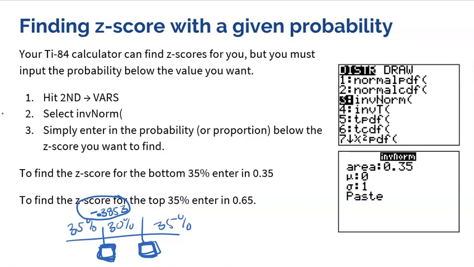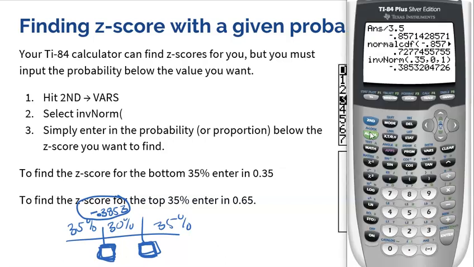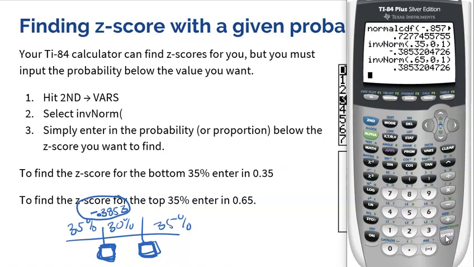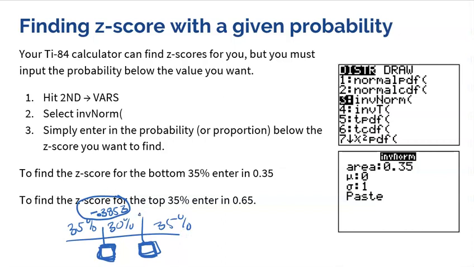So what percent is below that? Well, remember, invert norm only wants the percent below. So below that would be the 30 and the 35. So it'd be a total of 65% below that box. So when I go back to invert norm here, I'm going to type in 0.65 this time, and I get positive 0.3853.